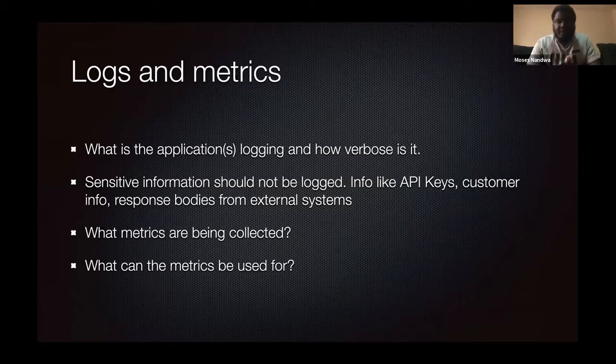Those should not be logged. The other thing is, what metrics are you collecting? And again, once you collect those metrics, what are you using them for? So for example, you're collecting metrics about maybe what's the average response time you're getting, say from a load balancer or something like that? What can you use that information for? That can be used for maybe proactive monitoring or something of the sort, or maybe triggering of events.